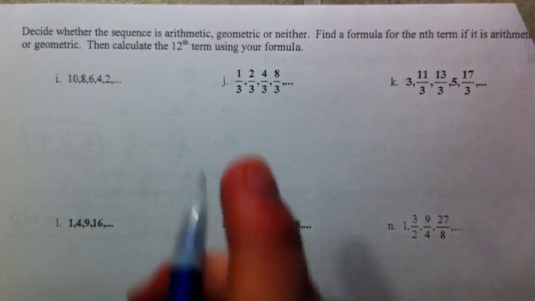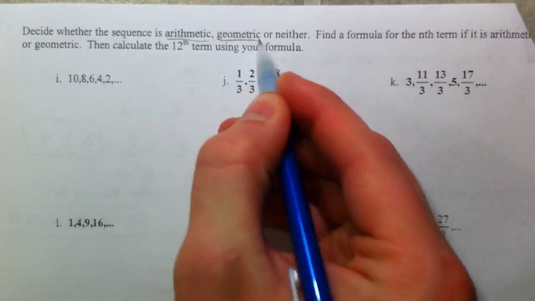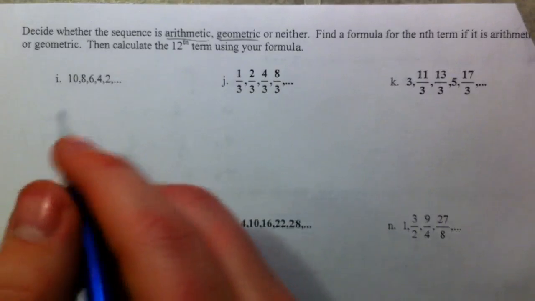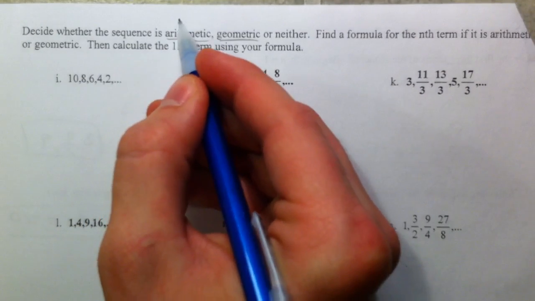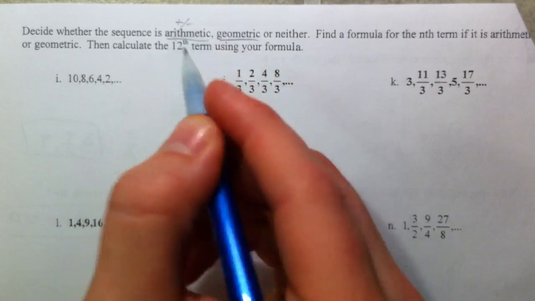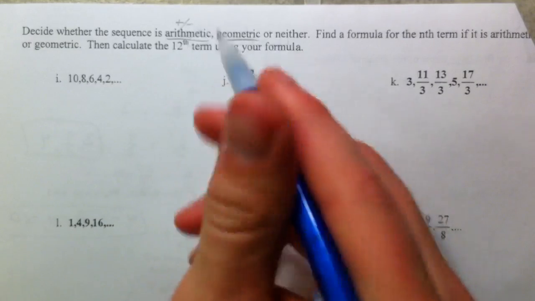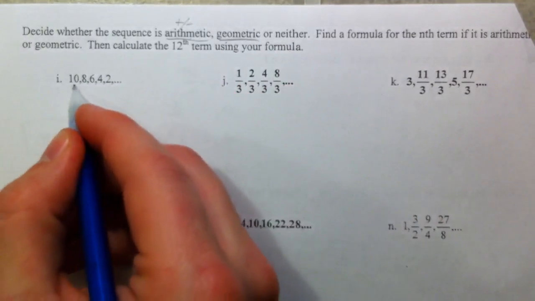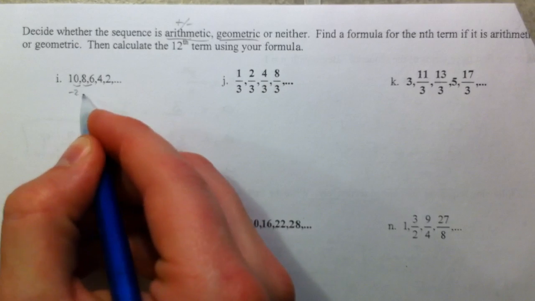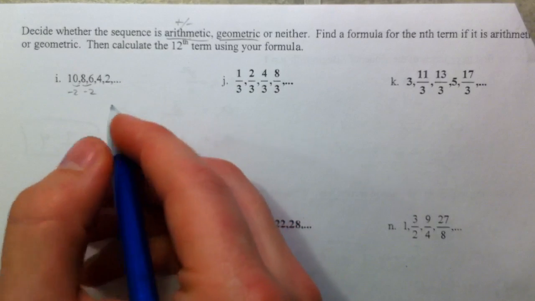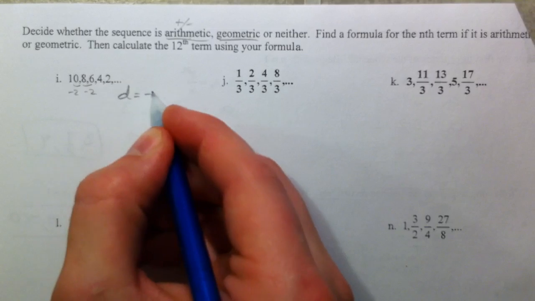Alright, continuing talking about arithmetic and geometric sequences. So if you add the same amount each time, that could be positive or negative, it's arithmetic. So if you add 2, add 2, add 2, add 2, or 3, 4. Or in this case, we're subtracting 2 every single time. That makes our common difference negative 2.